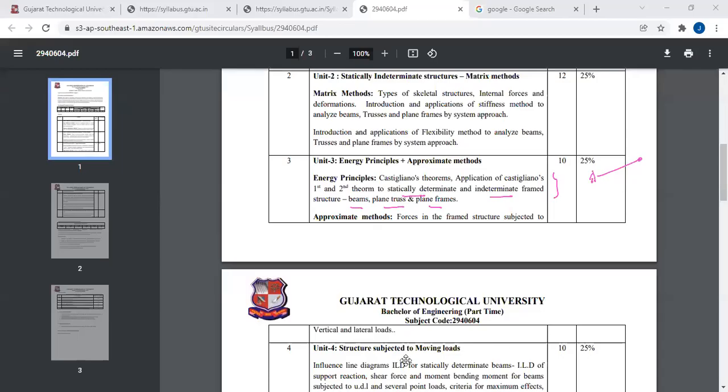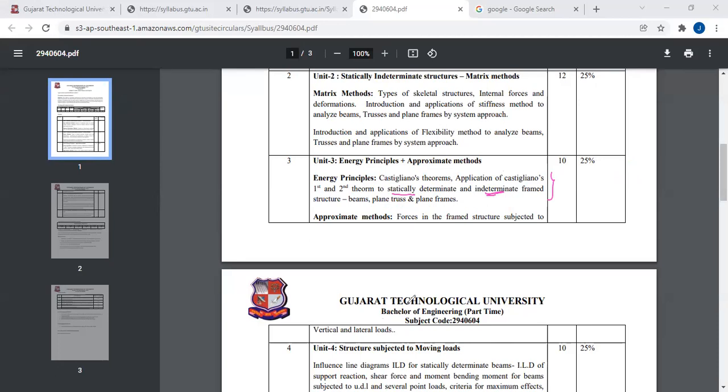Okay. So in the third module, we will learn the energy principle. In that, for a statically indeterminate structure, we will calculate slope and deflection by using Castigliano's first theorem. And basically, Castigliano's second theorem is used for indeterminate structures to analyze the structure. So analyze means to calculate support reactions and draw the shear force diagram and bending moment diagram.